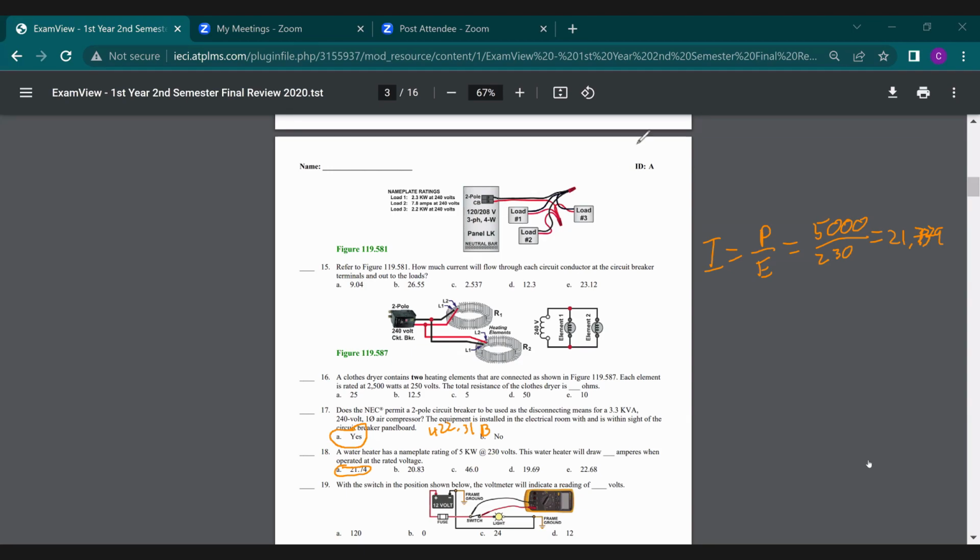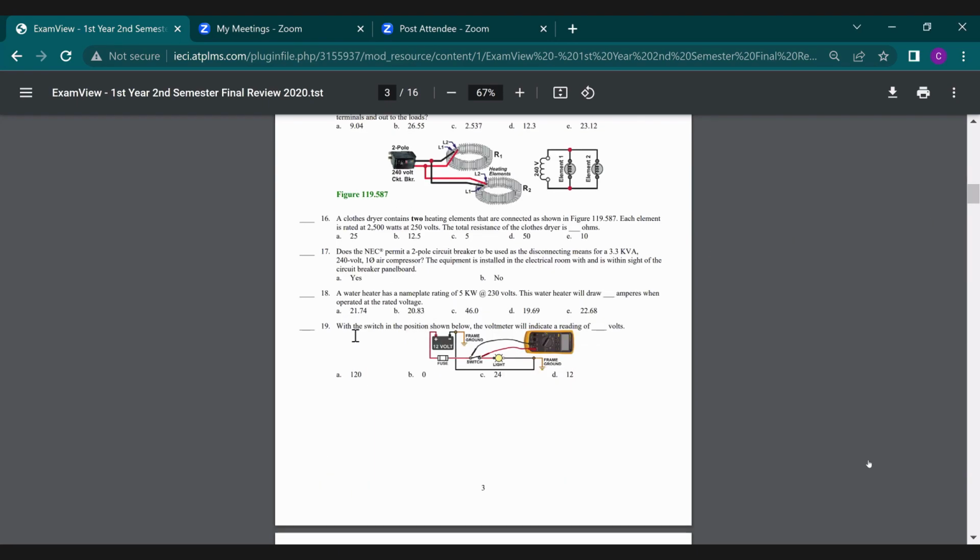Moving on to 19, I'm going to clear off the board so I can move this guy up. 19, with the switch in the position below, the voltmeter will indicate blank volts. For these questions, it is a little tricky. Taking a look at the picture, this is a closed switch.